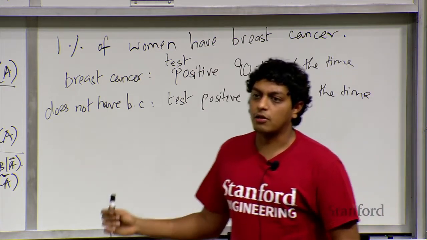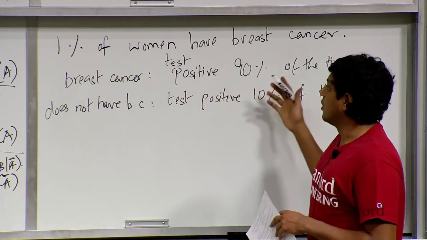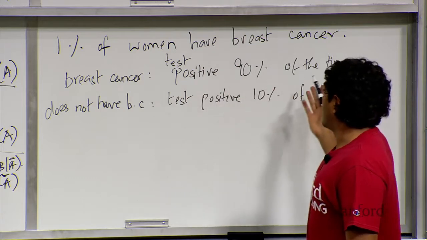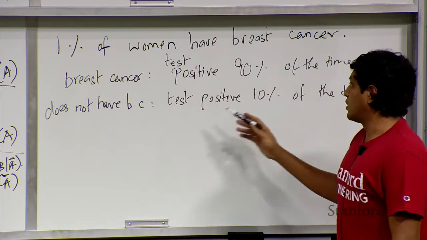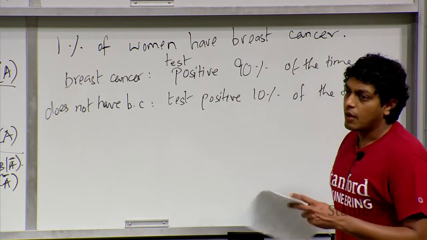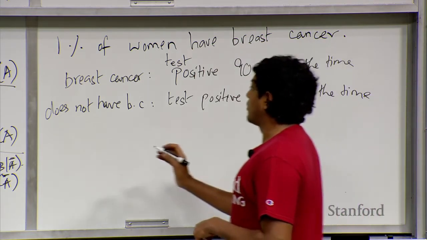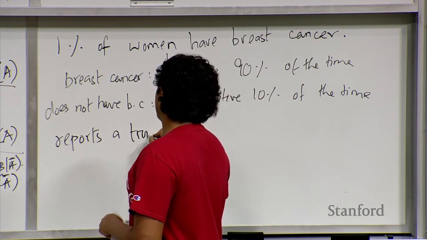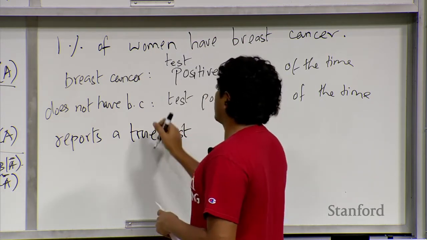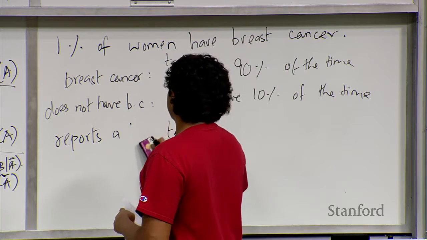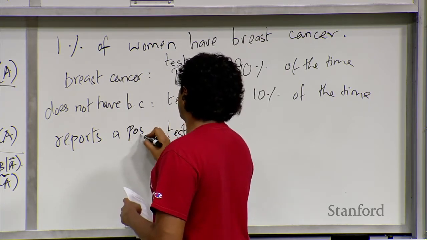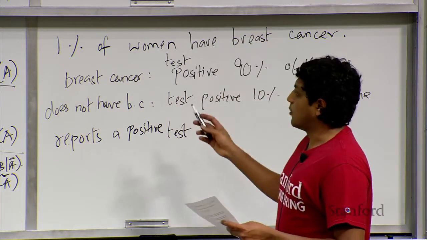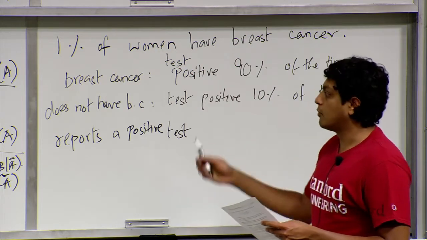So we are running some sort of diagnostic facility where we have a particular test to screen for breast cancer. If breast cancer is actually present in the patient, it shows positive 90% of the time, but there are also these 10% false positives, right? So now somebody comes and reports a positive test. So what's the actual probability that this person has cancer? Okay, so that's what we use Bayes' theorem for.